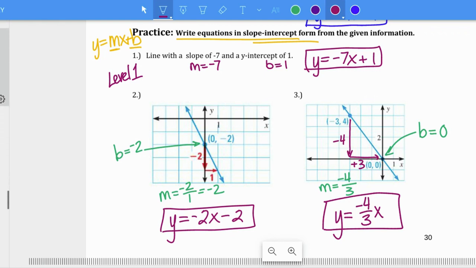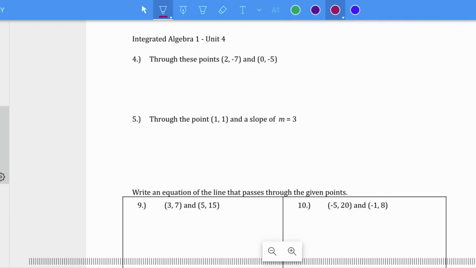All right, continuing on, page 31 gives me 2 points. Now with these 2 points, I can start by finding my slope. So m equals, anytime I have 2 points, go ahead and find slope first. Subtract your y values on the top, subtract your x values on the bottom. We'll get a rate of change, -7 minus a -5. This turns into +5. Should get a -2 over 2, a slope of -1.